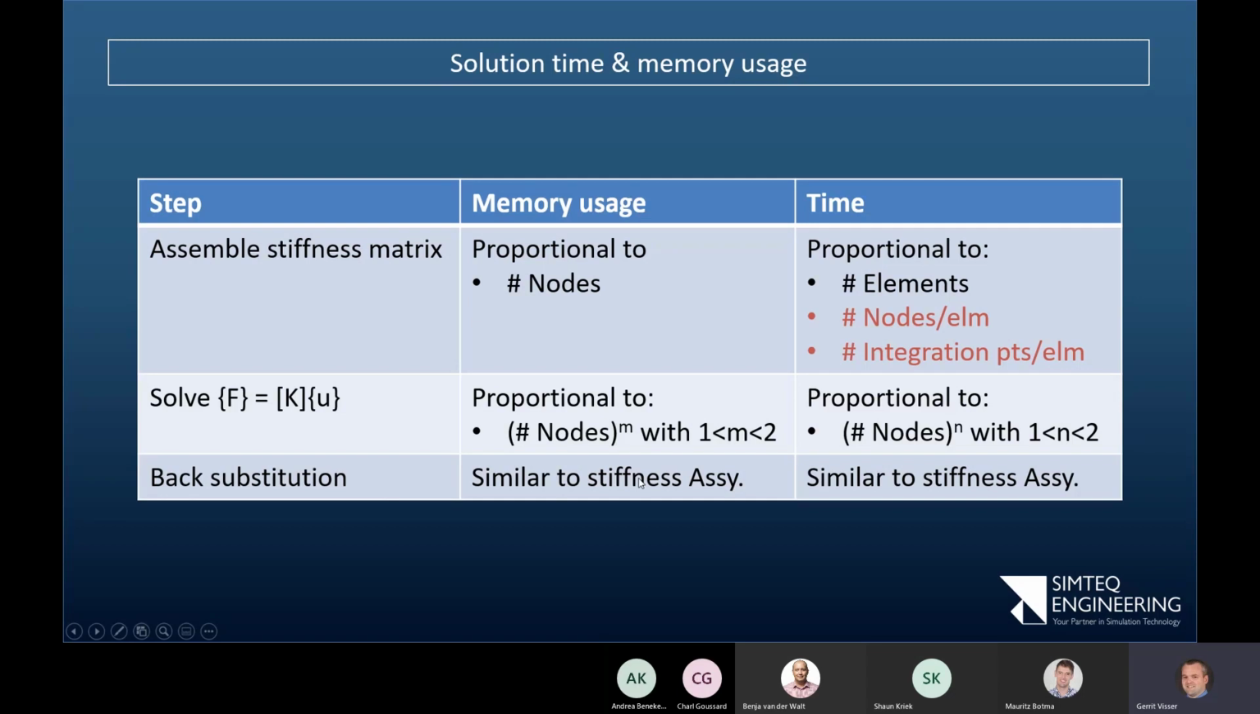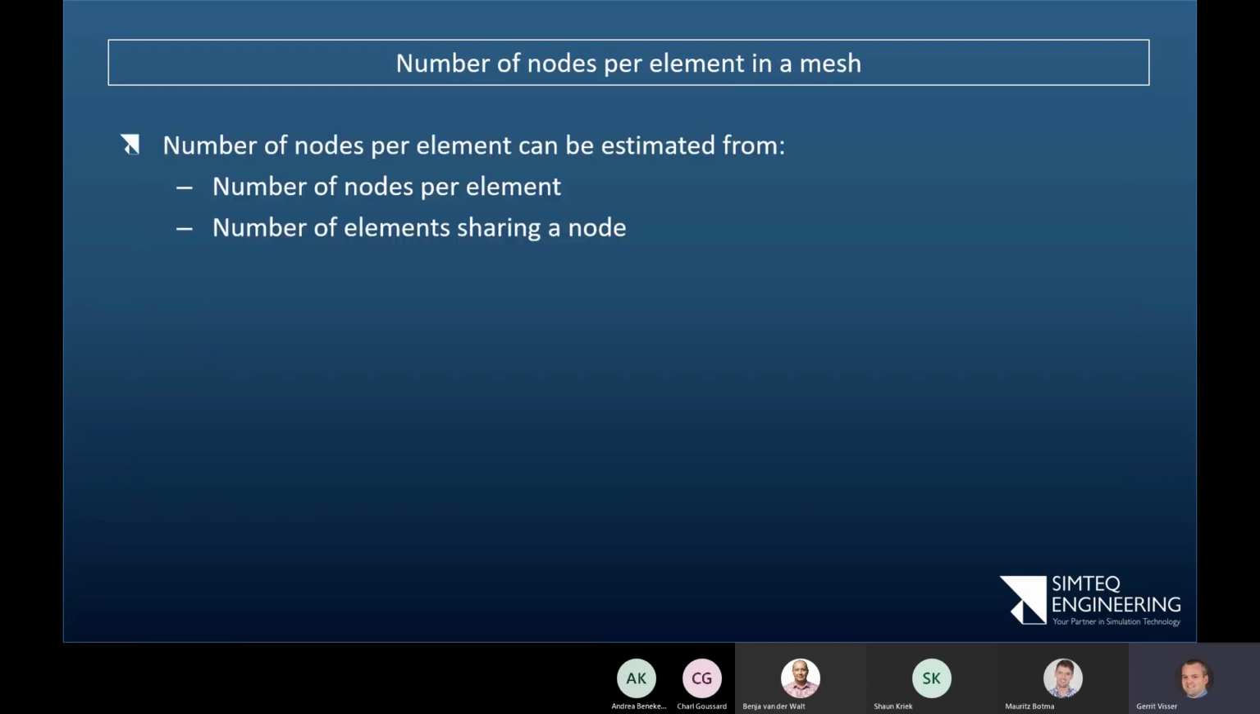Back substitution is again similar to the stiffness matrix assembly, and the same goes for the time. What's obvious here is that the number of nodes, and to some extent the complexity of the elements, play a significant role. So when we compare two models, one of the most important things, if we compare shells to shells, is simply to look at the number of nodes. Same for solids to solids. You can't do the same for shells to solids because they have a different number of degrees of freedom per node, but it'll be a very similar process.